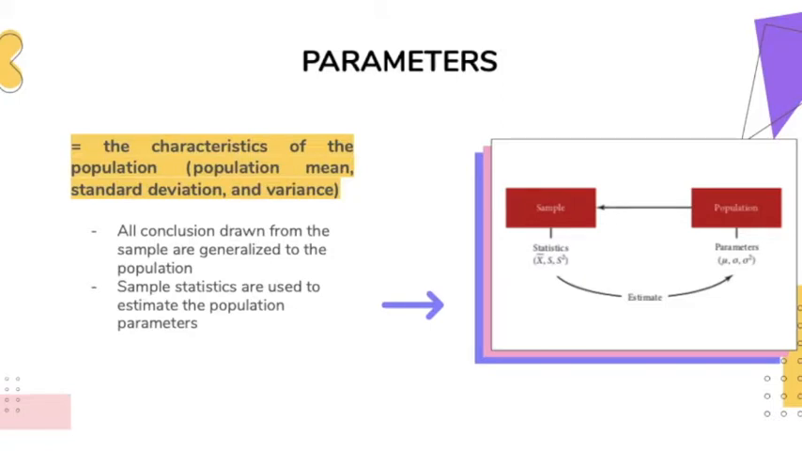Therefore, all conclusions drawn from the samples are generalized to the population. In other words, the sample statistics are used as estimates of the population parameters, as can be seen from the picture. So, the sample will estimate the population, and from the population we can get the sample.